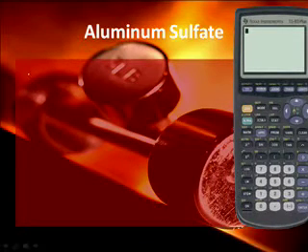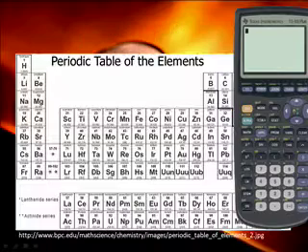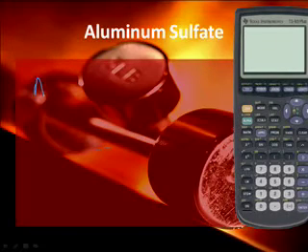All right, aluminum. Let's look at the periodic table. What is the charge of aluminum? Aluminum is right here on the periodic table. So what charge would this be? Plus 3. So we've got aluminum with a plus 3 charge.